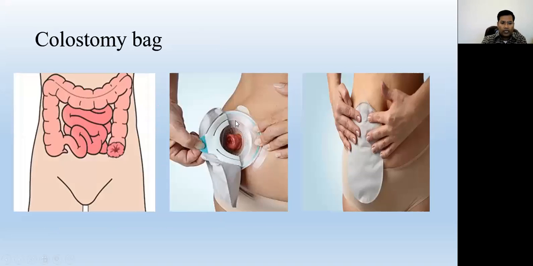So here you see the colostomy wound created over the anterior abdominal wall, and this is the colostomy bag. It comes in the market, so you can advise your patient to just attach the bag, and whatever the fecal material, it collects in this bag, and once or twice daily, when the bag is filled, the patient can change it with another bag.